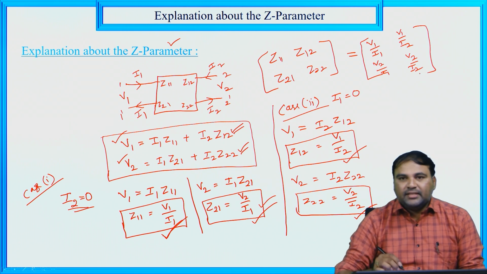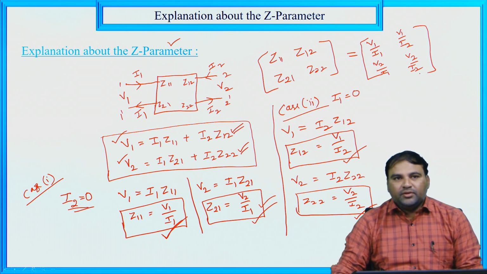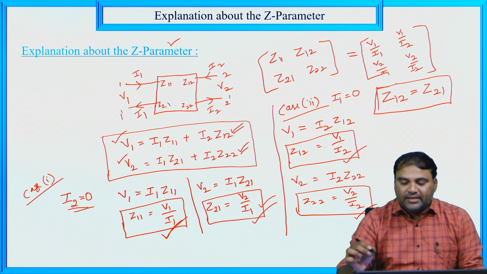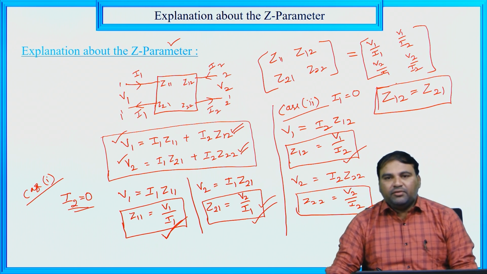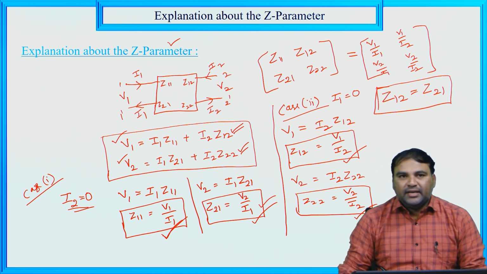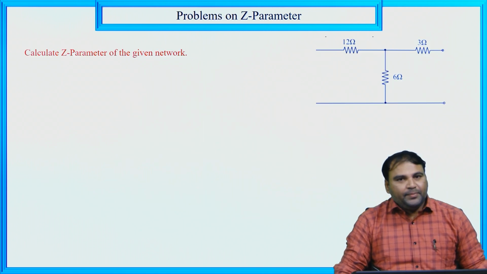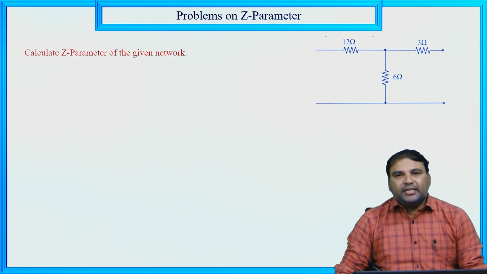Here is the matrix form. So in this entire equation, Z12 is always equal to Z21. Here is the condition. Z12 equal to Z21 is the condition for the Z parameter. Okay. So this is the total explanation about the Z parameter. Now, we will discuss the problems on this Z parameter.